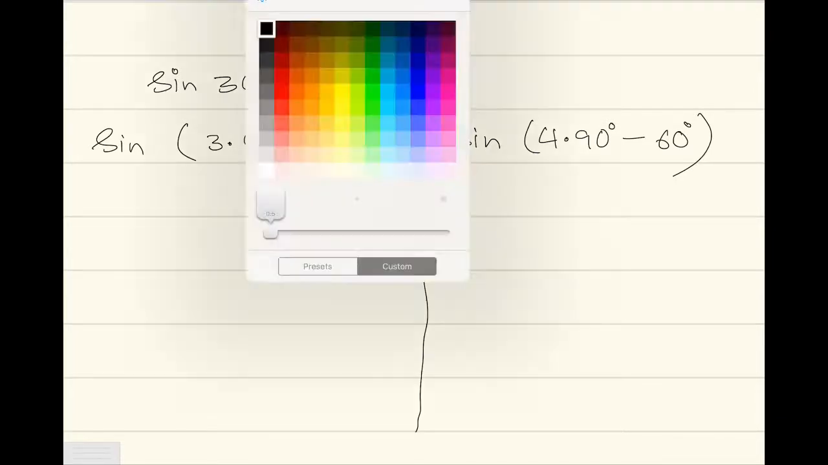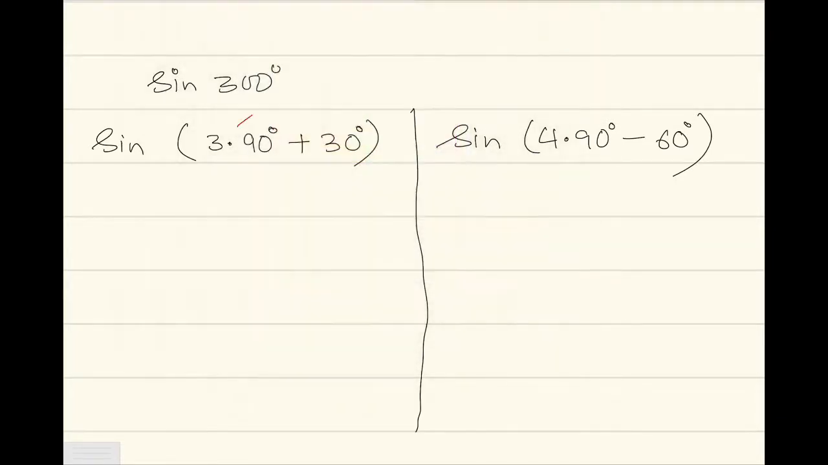Is that correct, everyone? Let me show you with red color here. This is 270 plus 30. This is 360 minus 60. This will also give you 300 degrees. So both are the same, but a different type of representation. Okay. So I have done that.